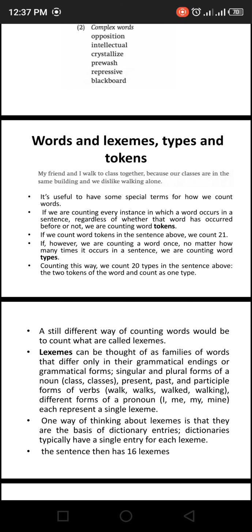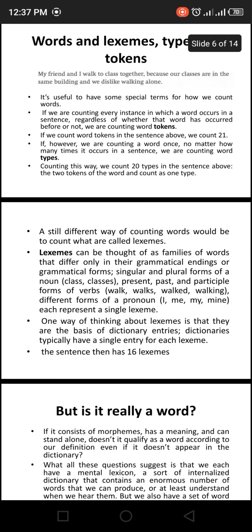Words and lexemes, types and tokens. Here is an example. My friend and I walk to class together because our classes are in the same building and we dislike walking alone. This is a sentence. If you count every instance of a word in this sentence, that is called a token. If you only count a word once, no matter how many times it occurs in the sentence, you are counting word types. And total tokens in this sentence is 21, and total types in this sentence is 20.